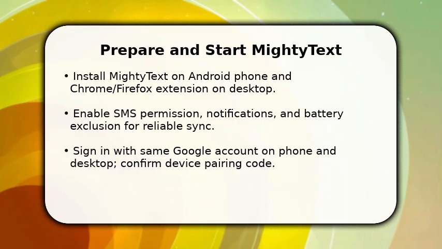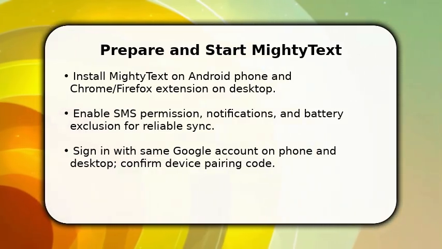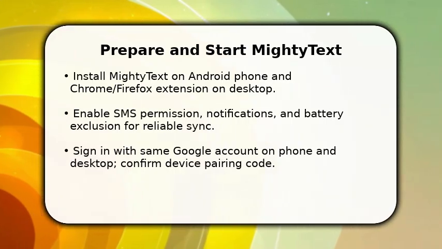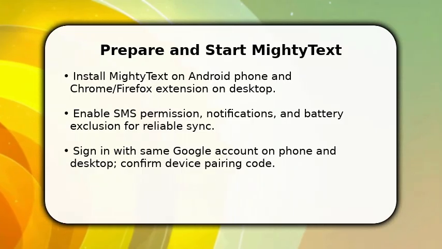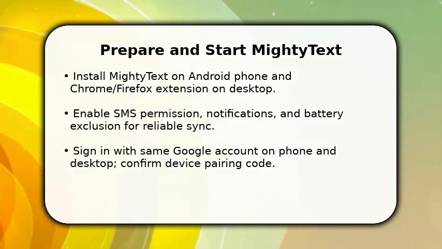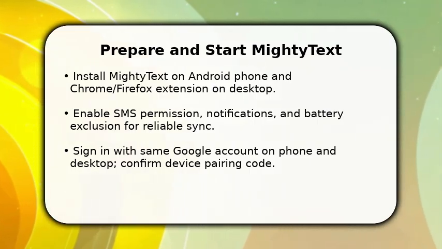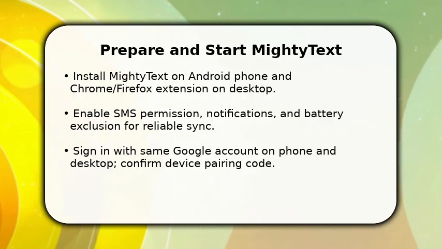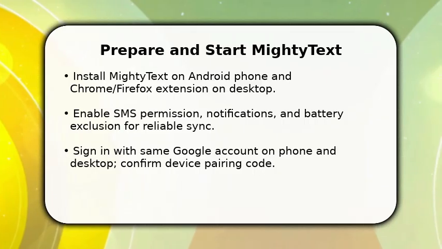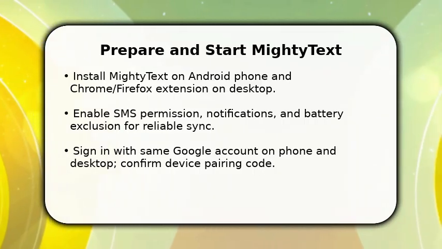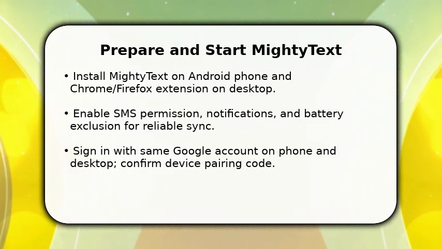You begin by installing Mightytext on your Android phone and the desktop extension. Do that first so devices can talk. Once installed, open the phone app and enable SMS, contacts, notifications, and battery optimization exclusion so messages sync constantly. Sign in with your Google account on both phone and desktop and accept the pairing request. Make sure to confirm the code that appears. This immediate setup prevents later connection problems and gets you ready to send from desktop.